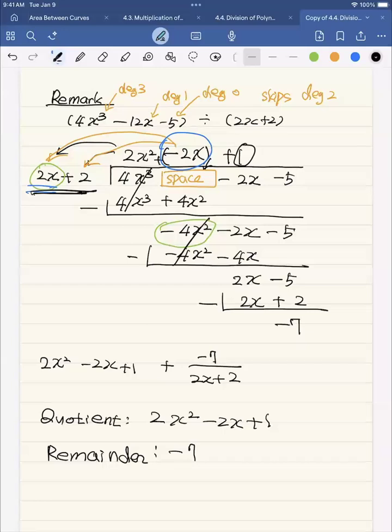The highlight of this remark is that if there is a degree which doesn't appear in the given algebraic expression, then you have to make a space when you write a long division.